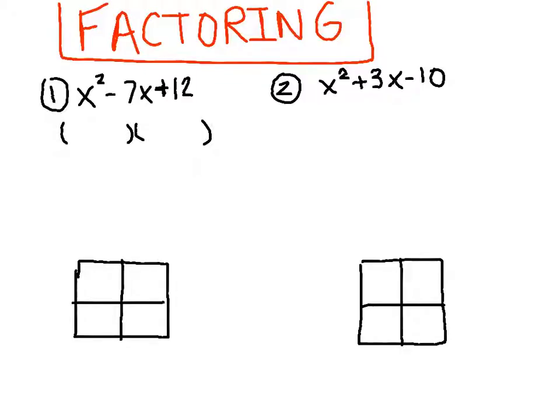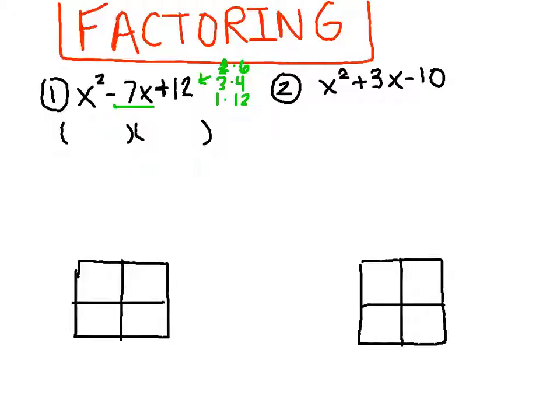And one way to think of it is look at this last number here, 12. And we're going to find factors of 12. So what times what will give us 12? Well, we know 2 times 6 will give us 12. 3 times 4 will give us 12. 1 times 12. So now we need to look at each one of these products and see which ones we can add or subtract to give us negative 7x.